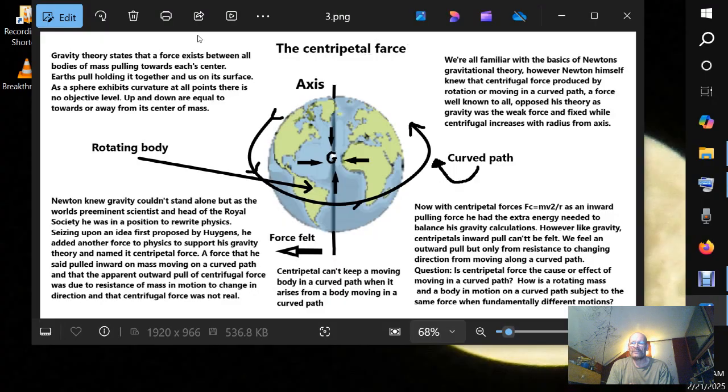However, like gravity, centripetal's inward pull can't be felt. We feel an outward pull, but only from resistance to changing direction, from moving along a curved path. So my question, is centripetal force the cause or the effect of moving in a curved path? How is a rotating mass and a body in motion on a curved path subject to the same force when they are fundamentally different motions? And centripetal can't keep a moving body in a curved path when it arises from a body moving in a curved path.